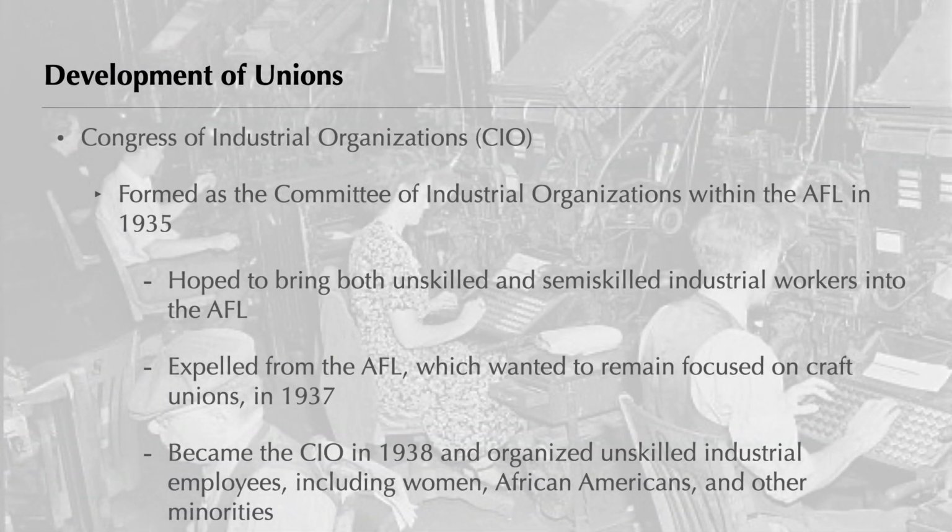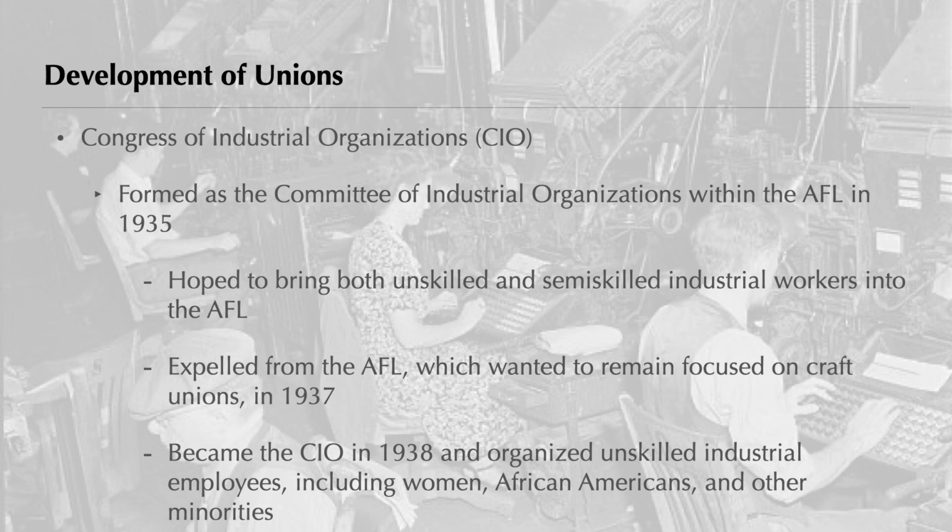Although the AFL was made up primarily of craft unions, a few industrial unions did join. To further widen the AFL's membership, John L. Lewis, president of the United Mine Workers, or UMW, formed the Committee for Industrial Organizations within the AFL in 1935. One of the committee's main goals was to organize both unskilled and semi-skilled workers in several industries and bring them into the American Federation of Labor.